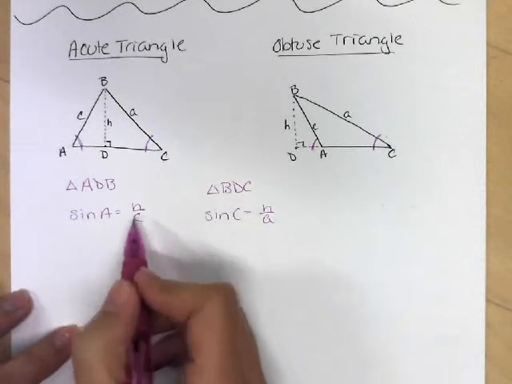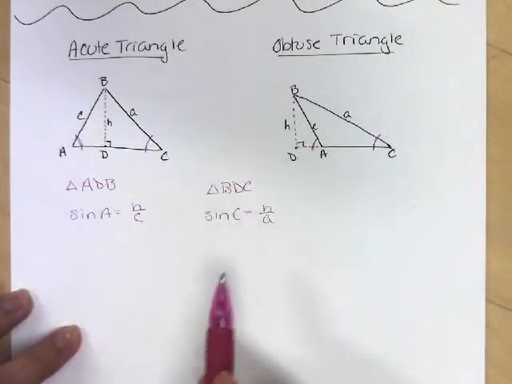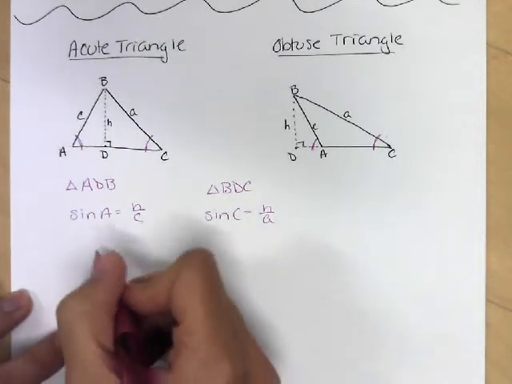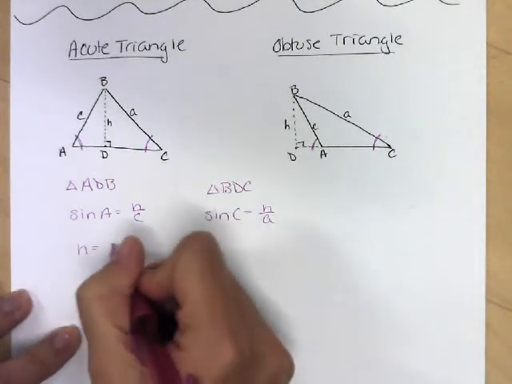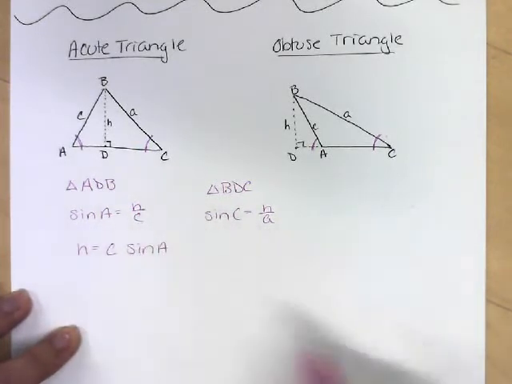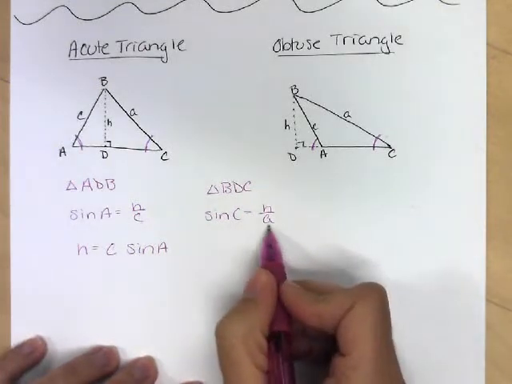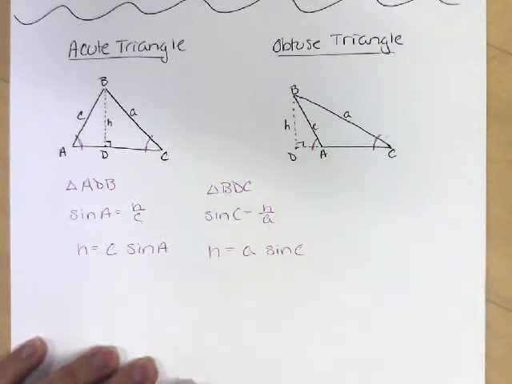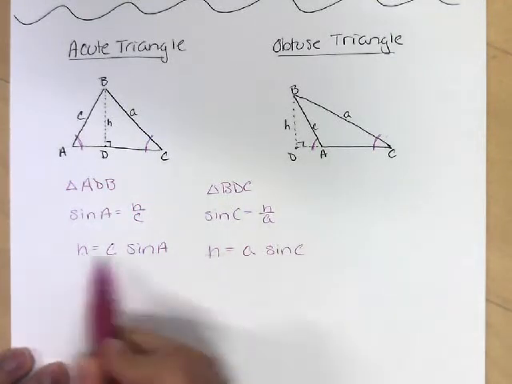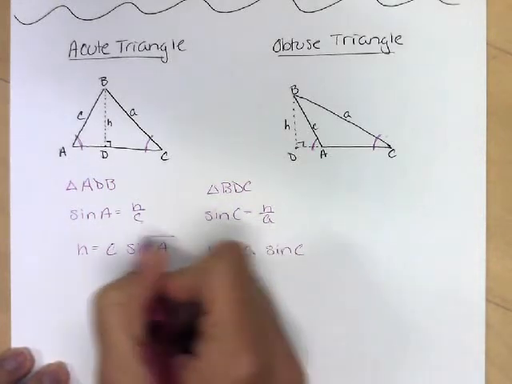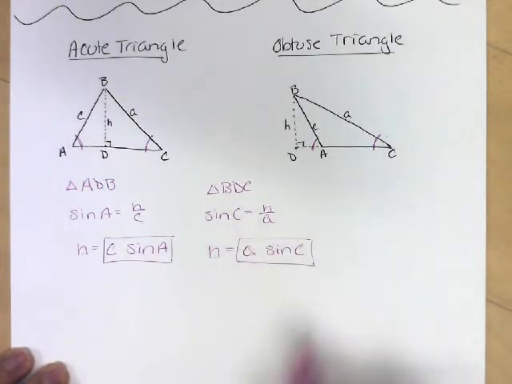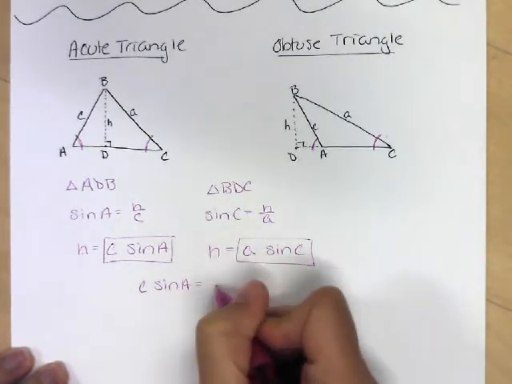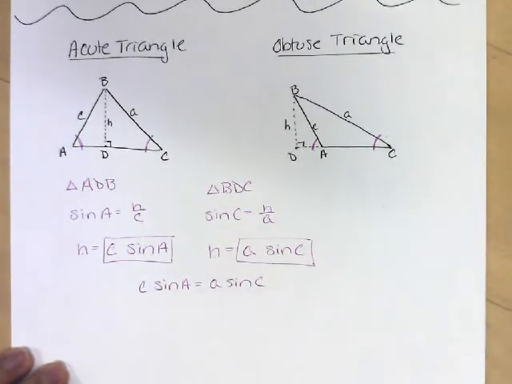To derive the law of sines, I'm going to take both of these equations, which hold true for both triangles, and I'm going to isolate H. So over here, I'm going to multiply both sides by C, and I get H equals C times sine of A. Over here, multiply both sides by A, and I get H equals A times sine of C. Well, because H is in both of these, I can use the transitive property and say that these two expressions must also be equal. So C times sine of A equals A times sine of C.